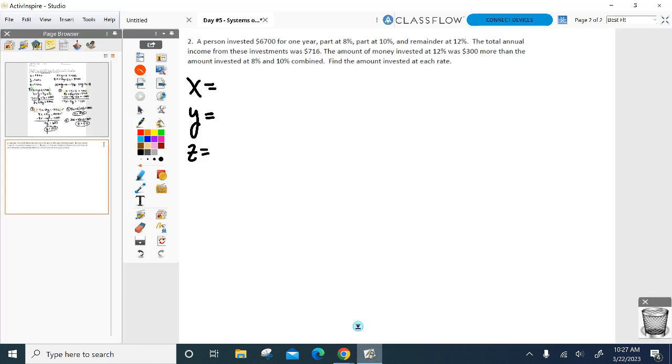The amount invested at what? At each rate. Okay, so give me a rate, Nick. 8%. Okay, so X will be how much money I put in the 8%.